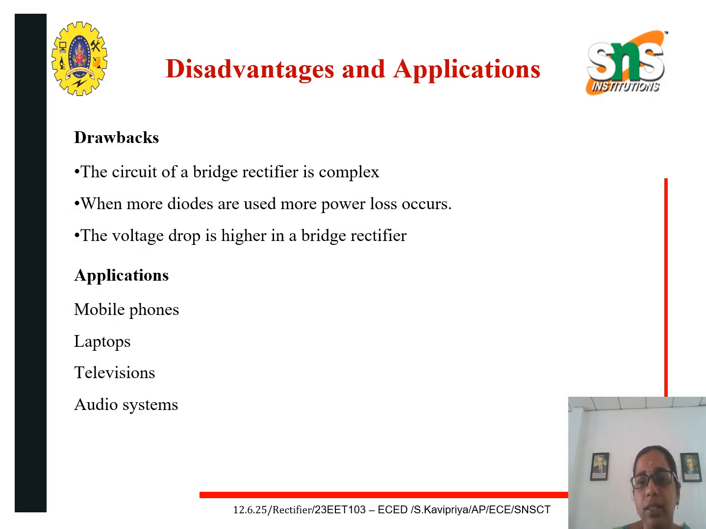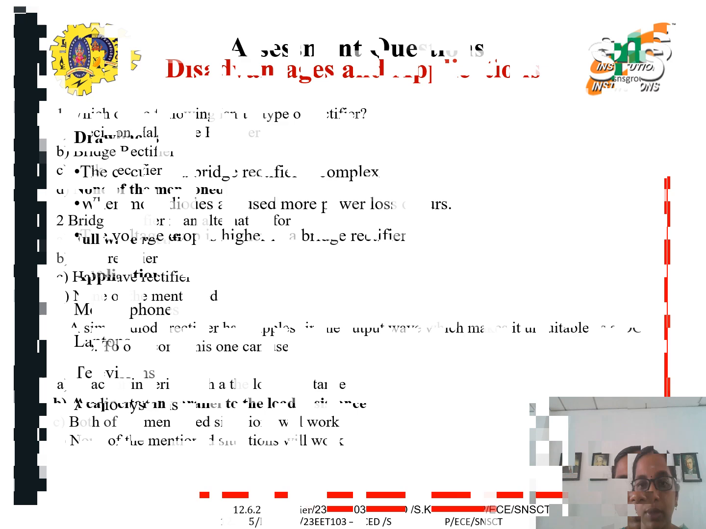The drawback is that the circuit of the bridge rectifier is somewhat complex. When we use more diodes, more power loss will occur, and the voltage drop because of the 4 diodes is somewhat higher. Applications: it is used in mobile phones, laptops, televisions, and audio systems.